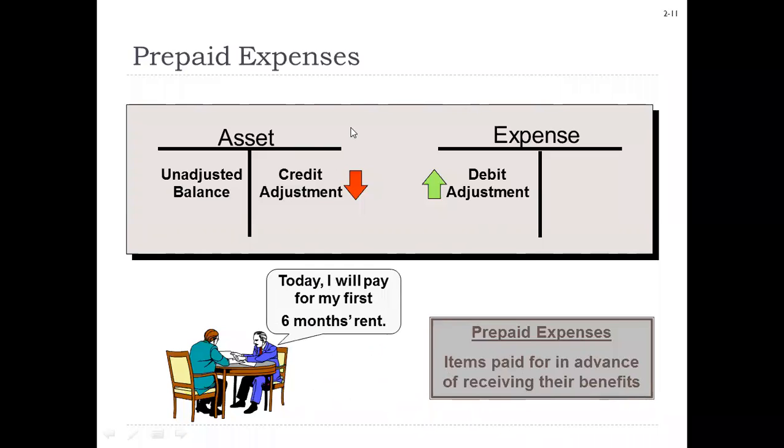Okay, and a prepaid expense, as you can see, requires a decrease in an asset. And remember, decreases in assets are credits. And an increase in expenses. And you remember from the rules of debits and credits, increases in expenses are debits. Okay. For this whole area of adjusting entries, when we go through the homework, I think it'll be clearer.